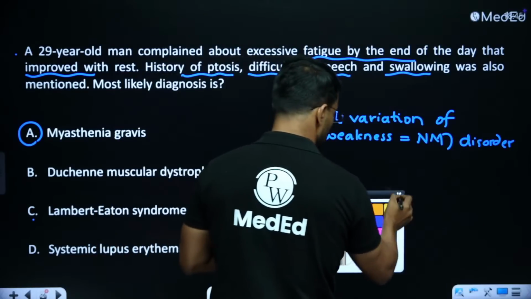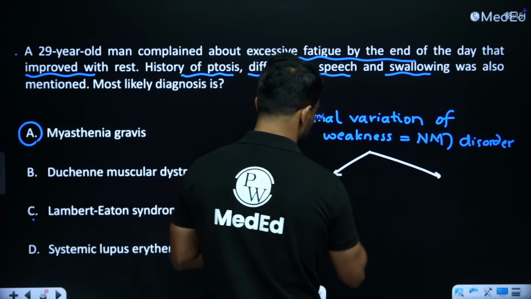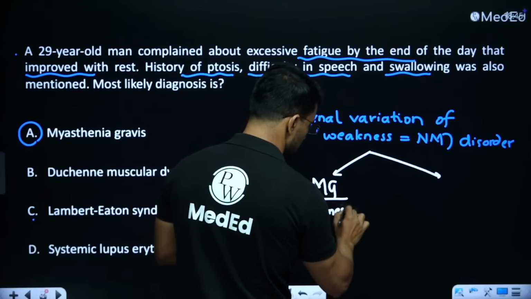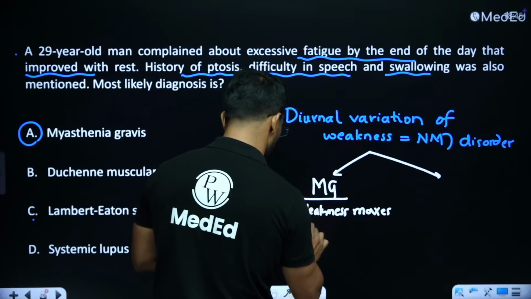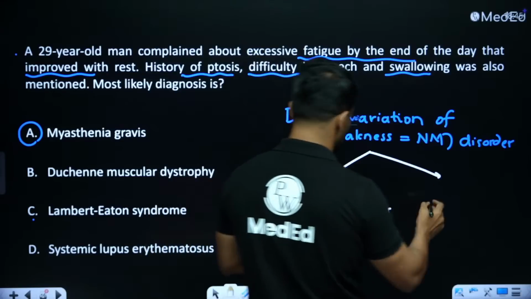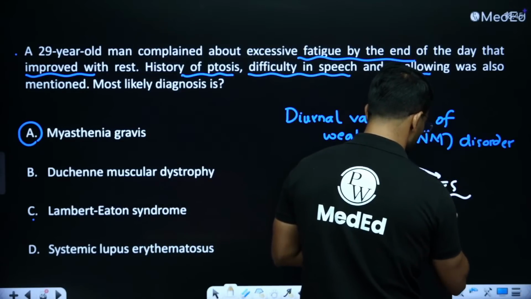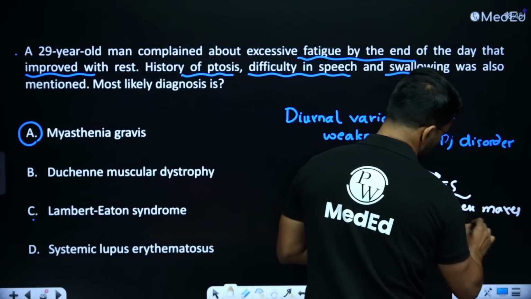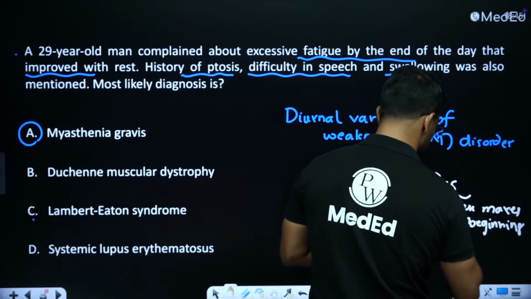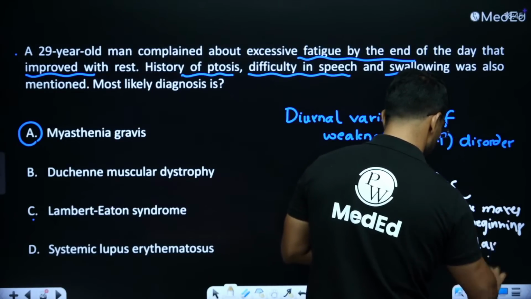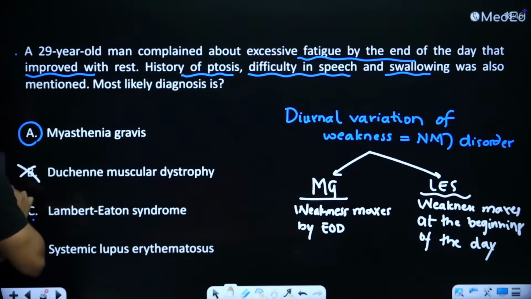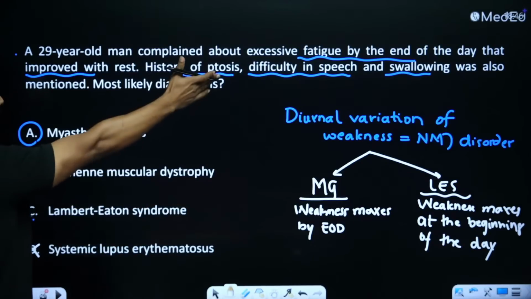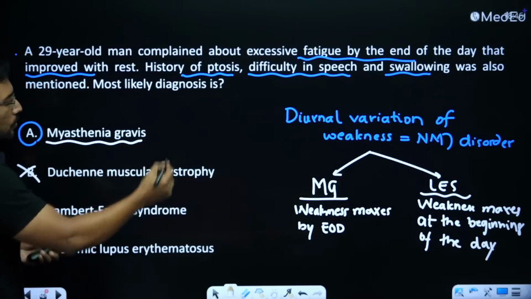And within that, we already know that we have myasthenia gravis and Lambert-Eaton. In myasthenia gravis, weakness maxes by the end of the day, and in Lambert-Eaton syndrome, weakness maxes at the beginning of the day. Duchenne muscular dystrophy, they will have persistent weakness, so that's not the answer. Systemic lupus erythematosus, they may have persistent fatigue, that's not the answer. Lambert-Eaton is not the answer because the weakness is worsening by the end of the day, so we will stick to the diagnosis of myasthenia gravis.